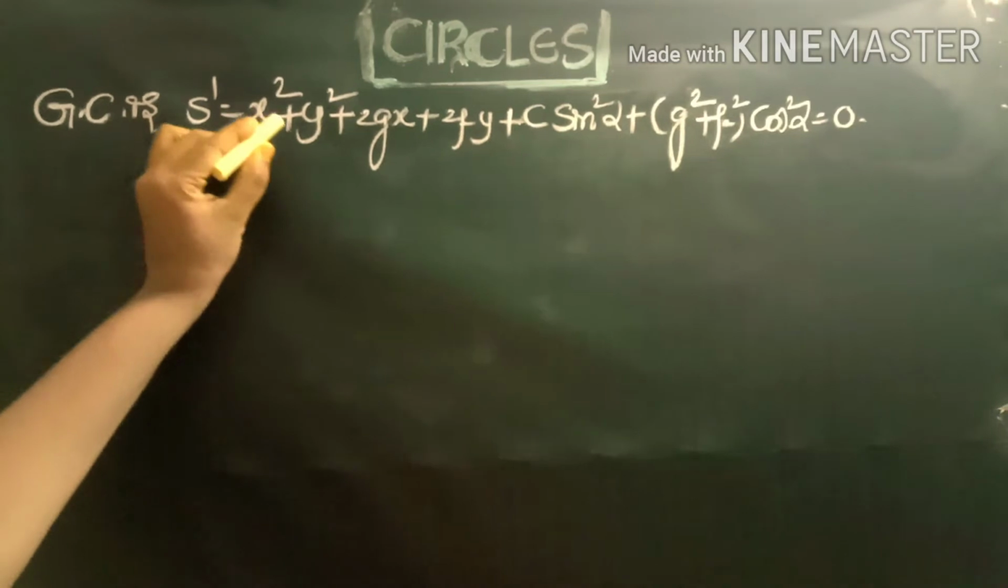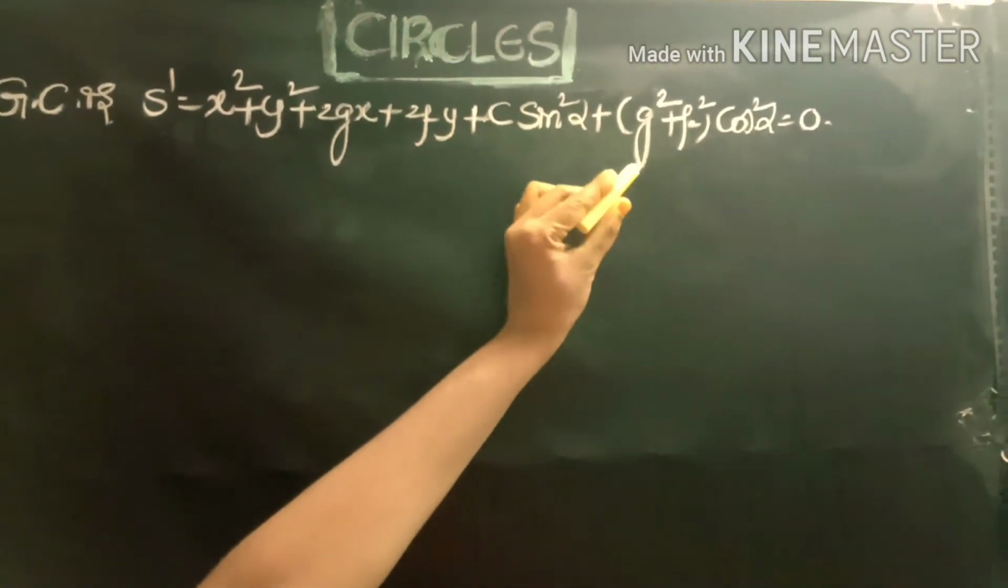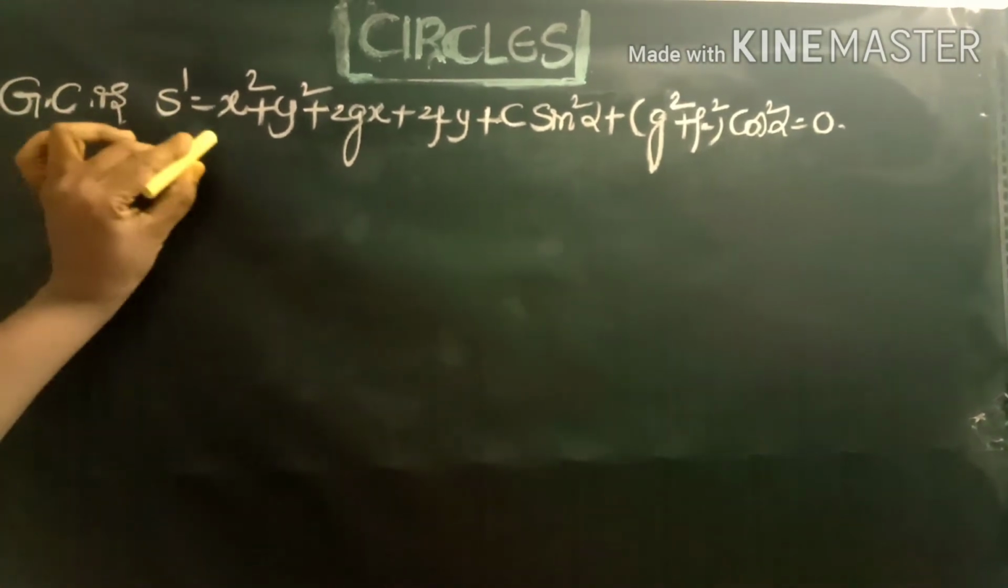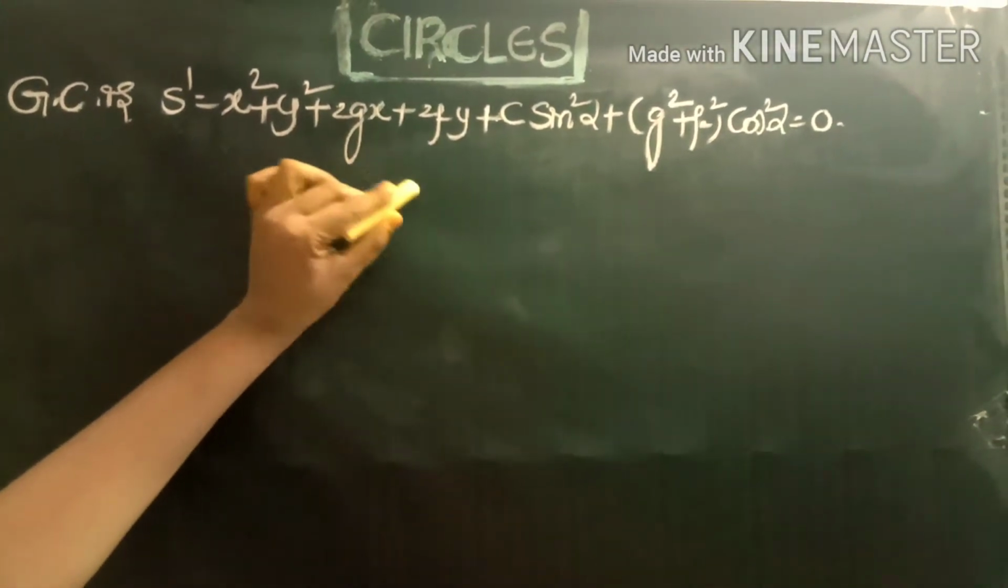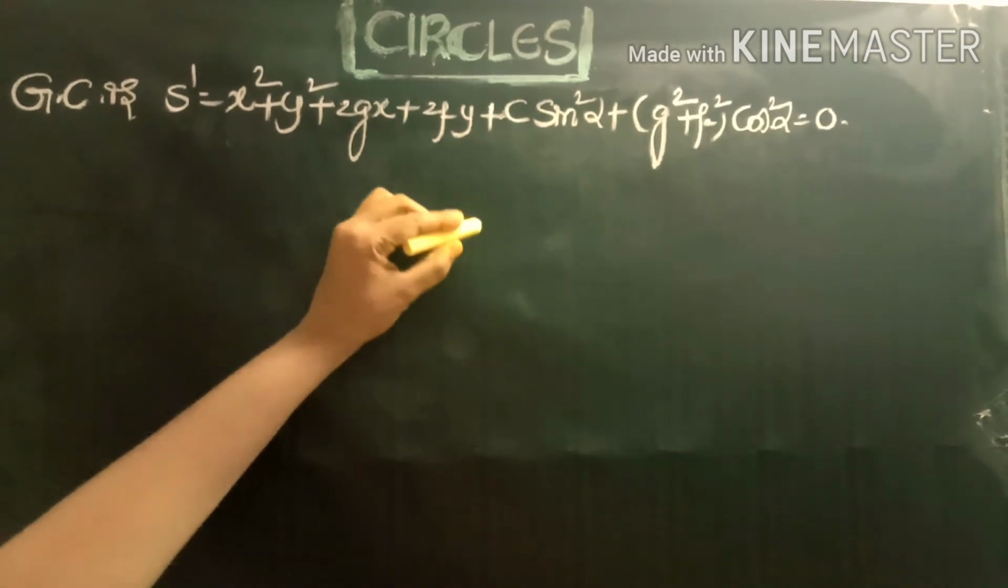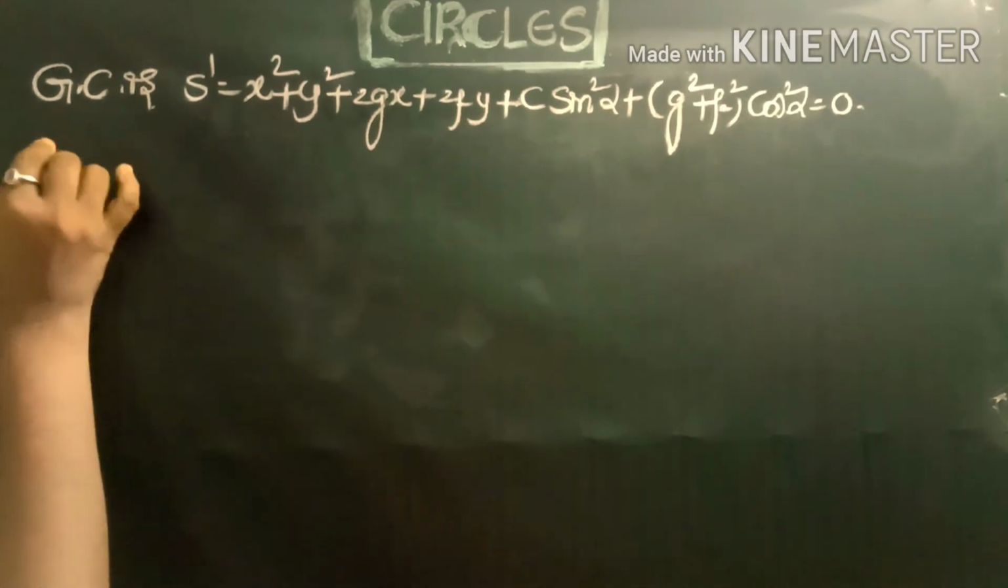The equation of the second circle is x² + y² + 2gx + 2fy + c sin²α + (g² + f²) cos²α = 0. For this circle, first we find the radius and √S11, and we replace both values in the formula tan(θ/2) = r/√S11 to get the value of the angle between the tangents. So first we find the radius value.